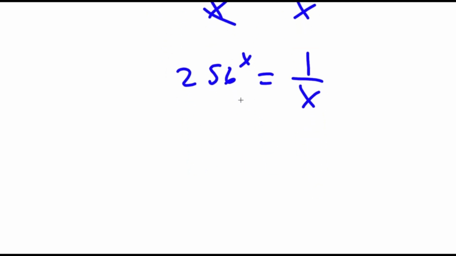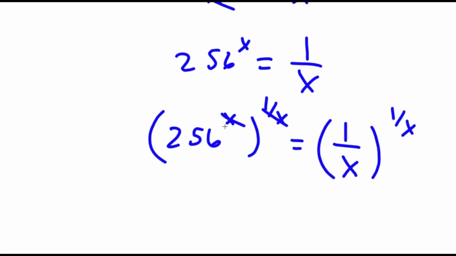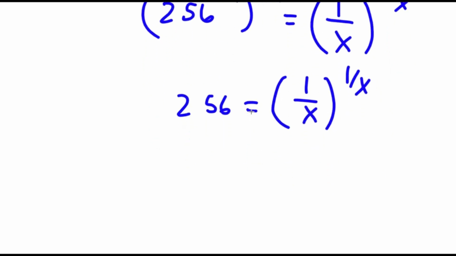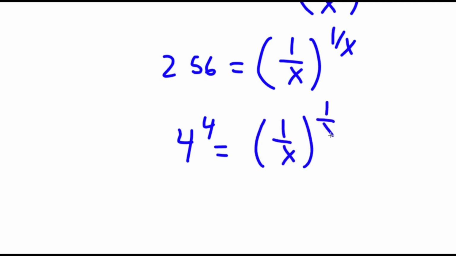And now I can go ahead and take the power of 1 over x on both sides. So now I have 256 to the power of x to the power of 1 over x is equal to 1 over x to the power of 1 over x. Now x and 1 over x, these two cancel out. So now I have 256 is equal to 1 over x to the power of 1 over x. And 256, that's the same thing as 4 to the power of 4. So I have 4 to the power of 4 is equal to 1 over x to the power of 1 over x.